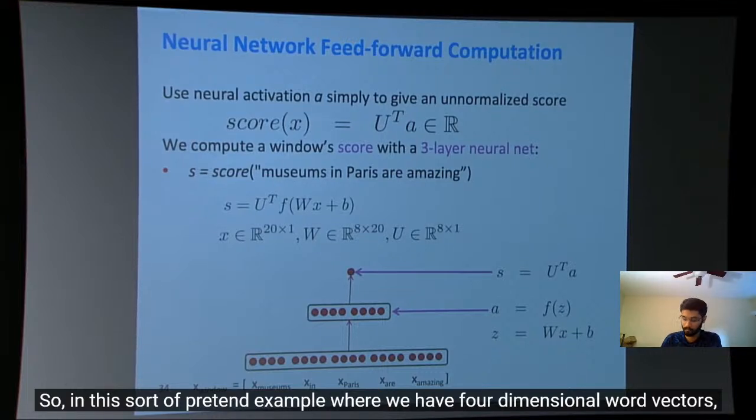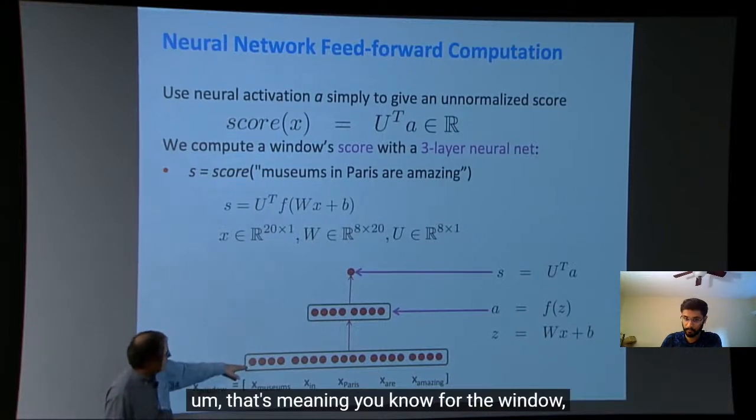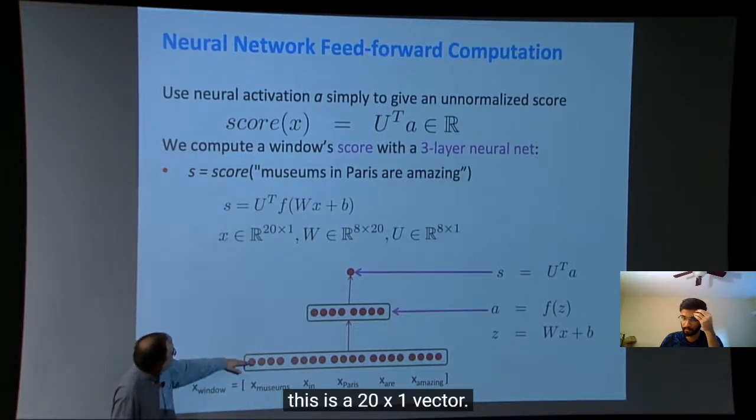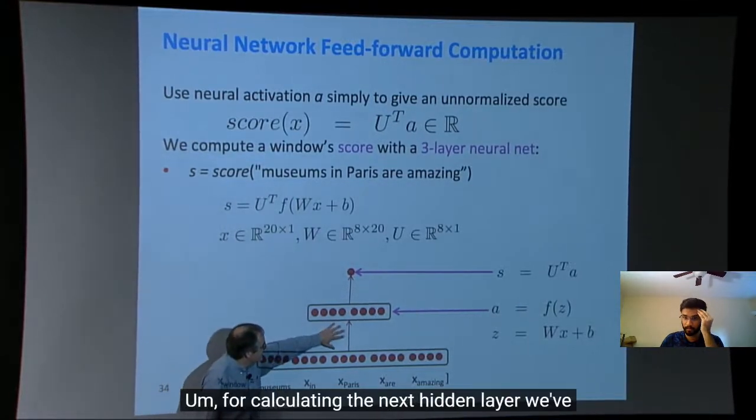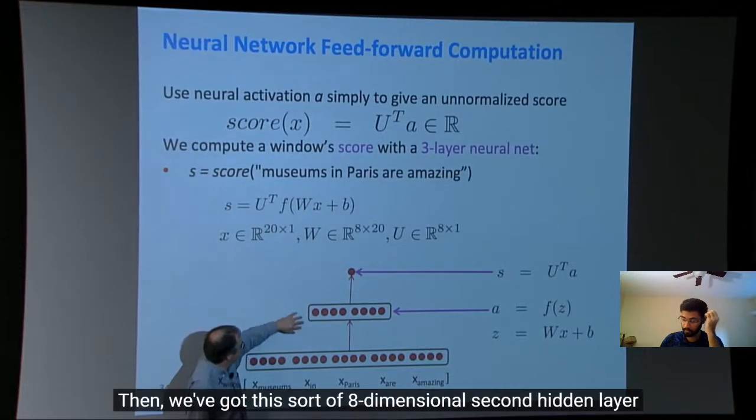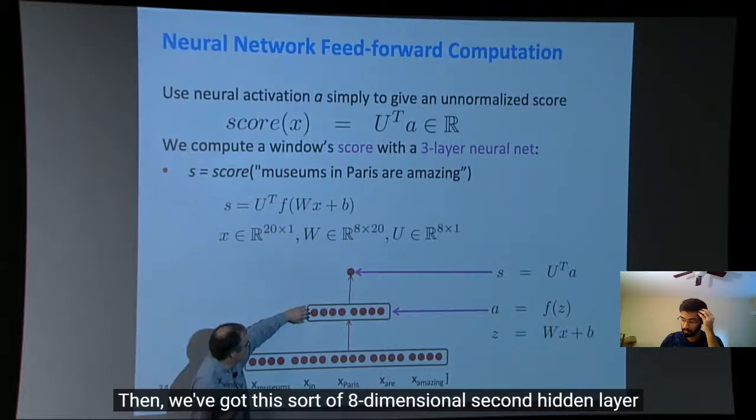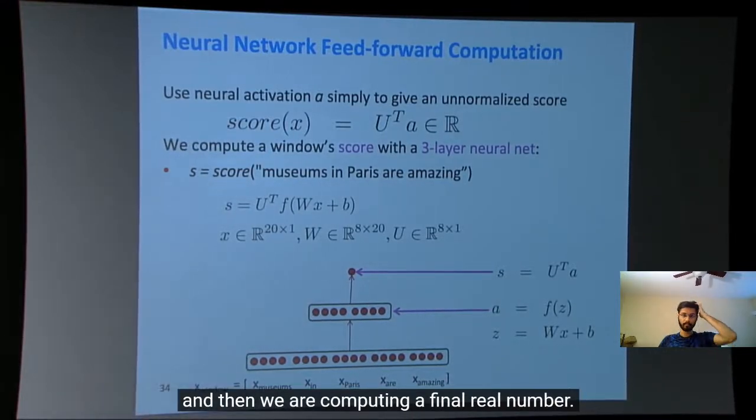So in this pretend example where we have four-dimensional word vectors, for the window, this is a 20 by 1 vector. For calculating the next hidden layer, we've got an 8 by 20 matrix plus a bias vector. Then we've got this 8-dimensional second hidden layer, and then we're computing a final real number.